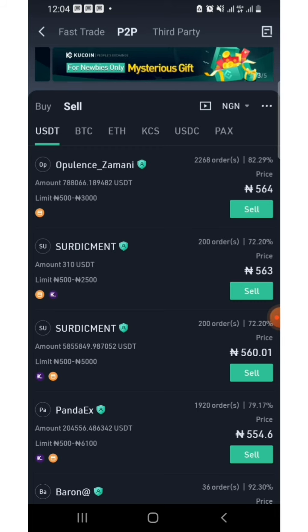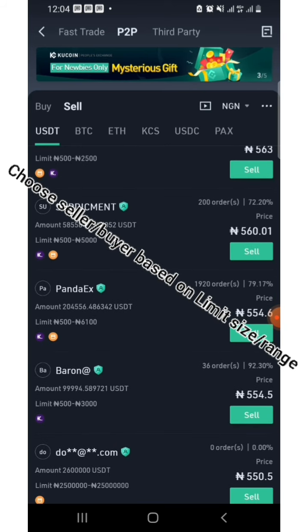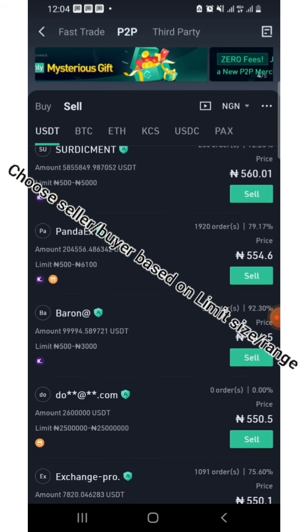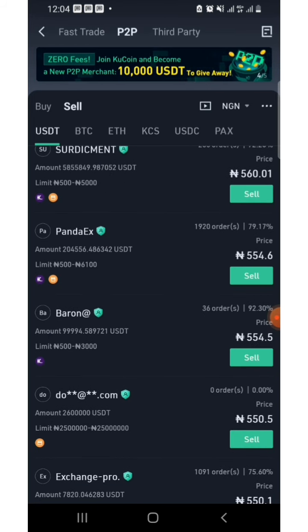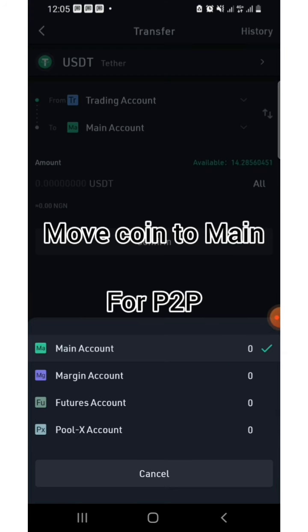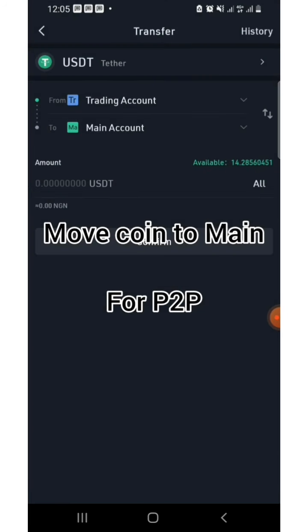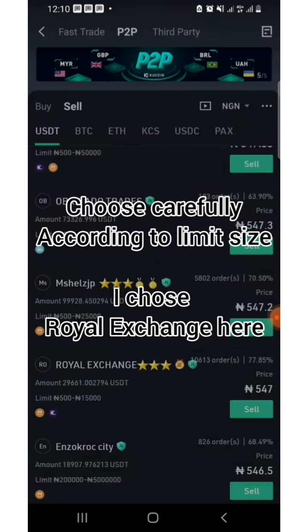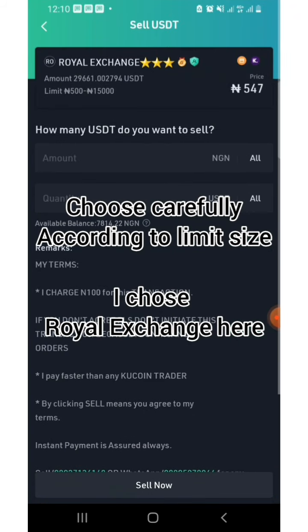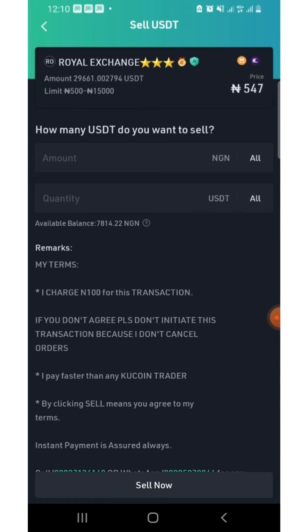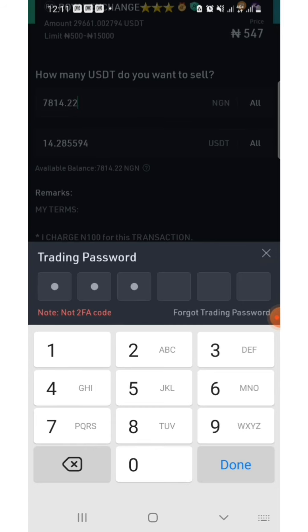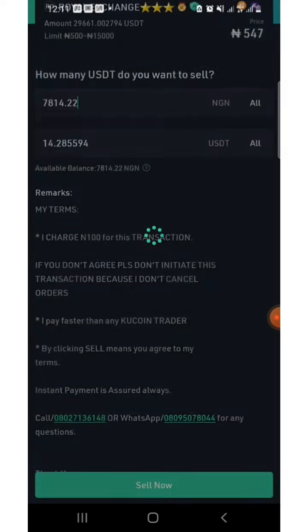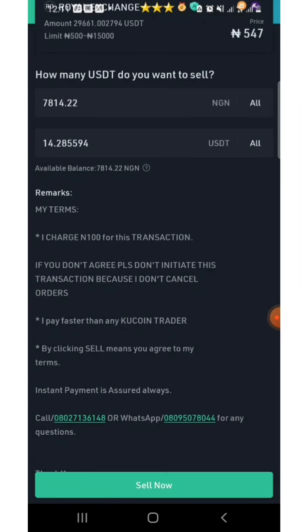In P2P, you need to look at how much you want to sell and compare it to the limit range of the seller. If you were buying, you look at how much you want to buy and compare to the limit range of the buyer. And to trade P2P, as I said earlier, you need to move your coin from your trading account to your main account. So I have moved the coin and I decide I want to sell all of my coin. I chose Royal Exchange because its limit range covers my quantity of coin, which is 7,800 naira. I'm placing the trade to sell.